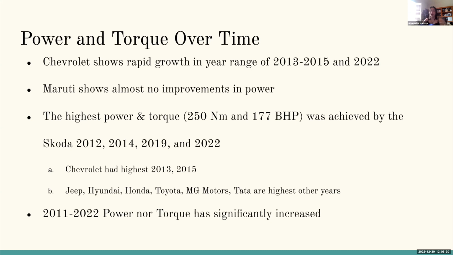Although Chevrolet had the highest in 2013 and 2015, and a variety of other makers had their highest in various other years. From 2011 to 2022, our time range, power and torque didn't really significantly increase. So if you're looking for a car with higher power and torque, you wouldn't generally look for a specific year.